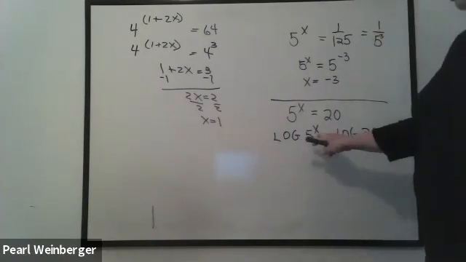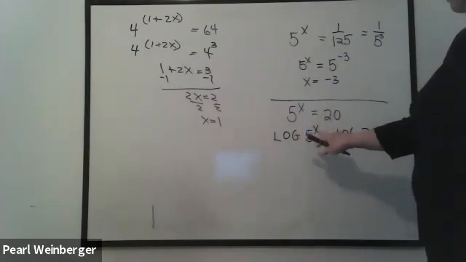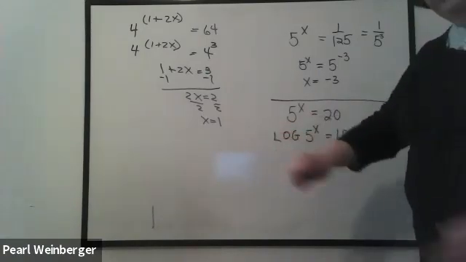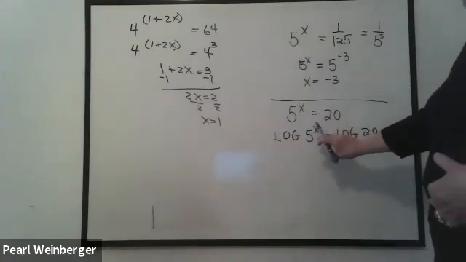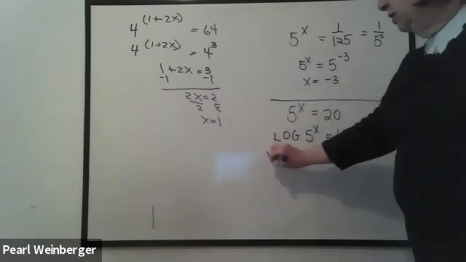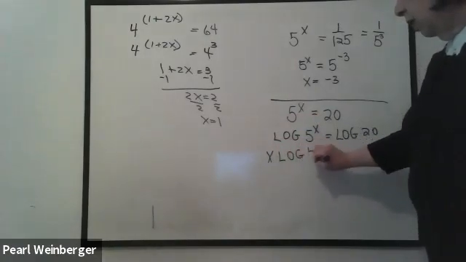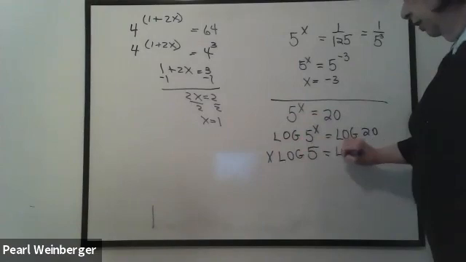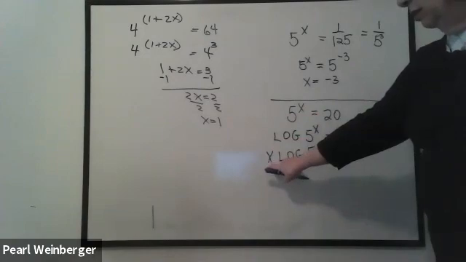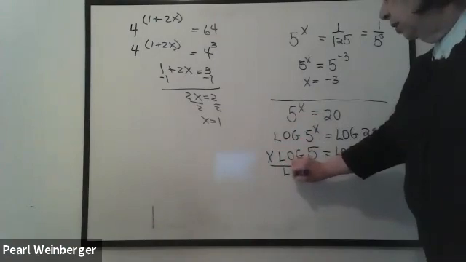Now, since I'm dealing with logs, I can use log arithmetic. And this exponent here, x, then becomes a coefficient. Remember, in logs, exponents become multipliers. So this can be rewritten as x log 5 equals log 20. And now I want to get the x alone. Since it's being multiplied by log 5, I'll just divide both sides by log 5.